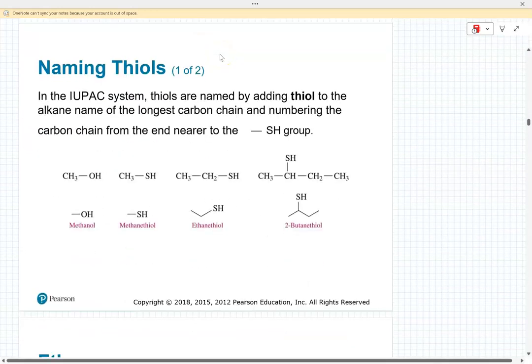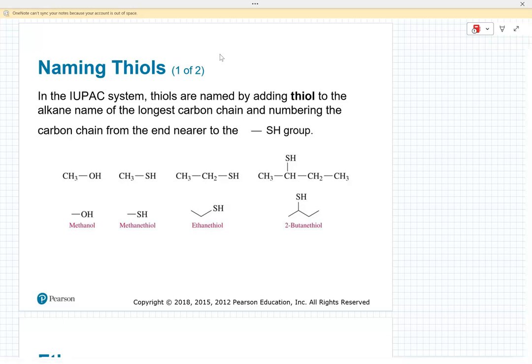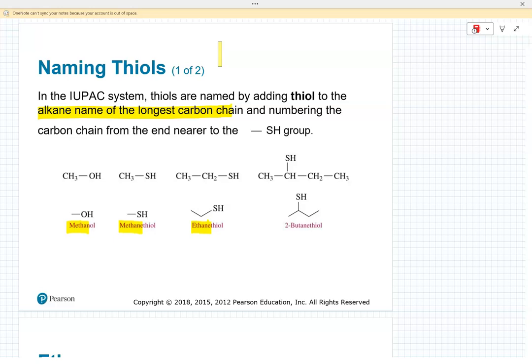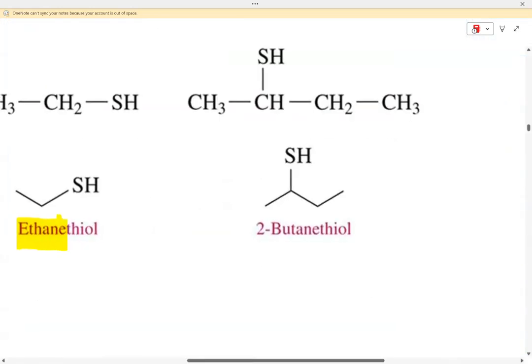So naming is fairly straightforward. You get a hydrocarbon and add thiol to it. So methanol, methane thiol, ethane thiol. Just like with double bonds and hydroxyl groups, you want the number of the functional group to be the lowest. Does that make sense?